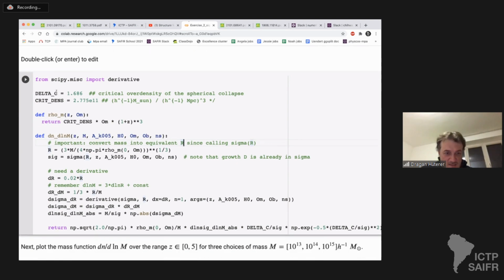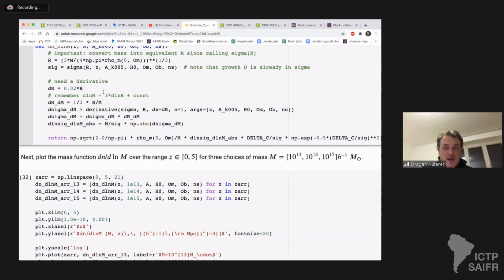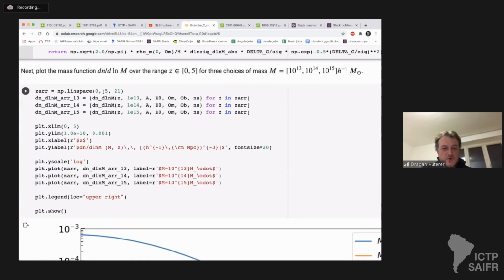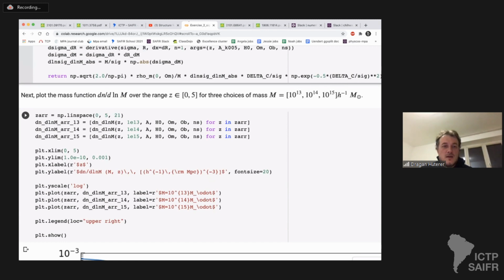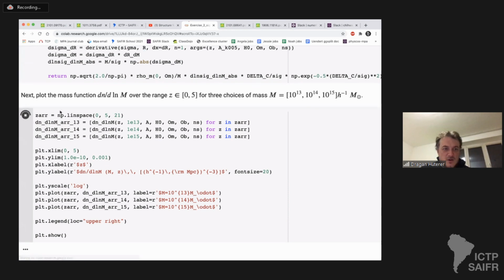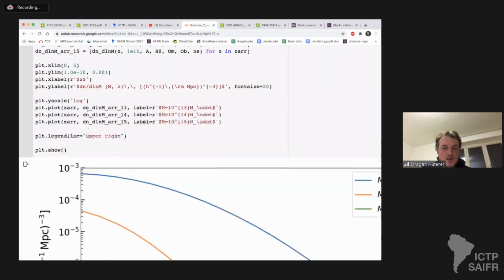All right, so if I run this, hopefully, first of all, nothing will break. And then I'm going to plot the mass function, and I did this for you already. I'm going to plot the mass function dn d ln M as a function of z for 10 to the 13, 10 to the 14, 10 to the 15 solar mass halos. So I have a plot here. I'm going to run it. Hopefully it will run. Okay, so this is my plot.